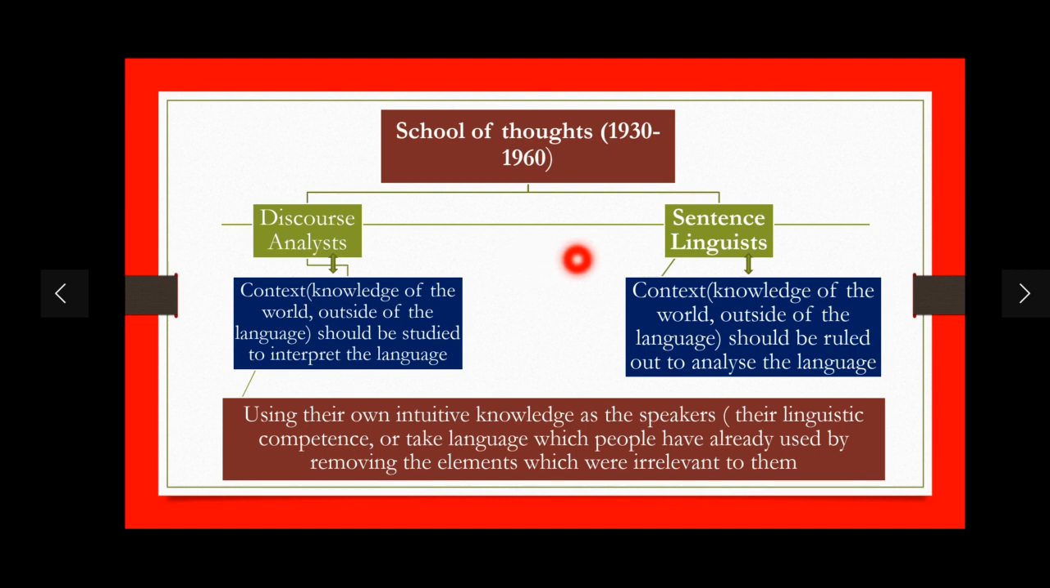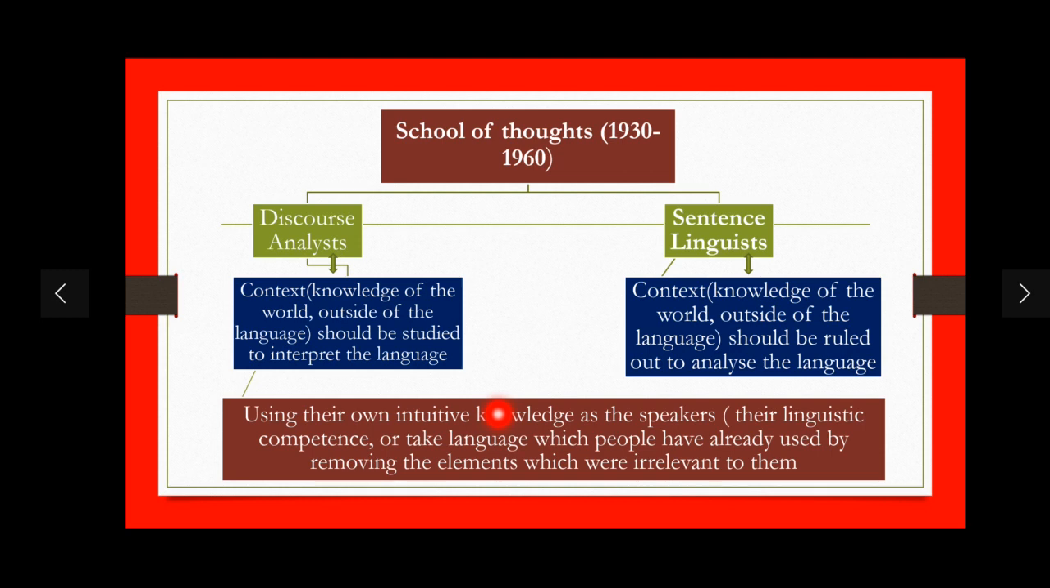The sentence linguists follow two procedures when they analyze the language or analyze a sentence. One of the procedures they adopted was their intuitive knowledge, because they had linguistic competence and they were native speakers, so they idealize sentences, right? They use their linguistic competence, they use their intuitive knowledge, and then they analyze a language or sentence.